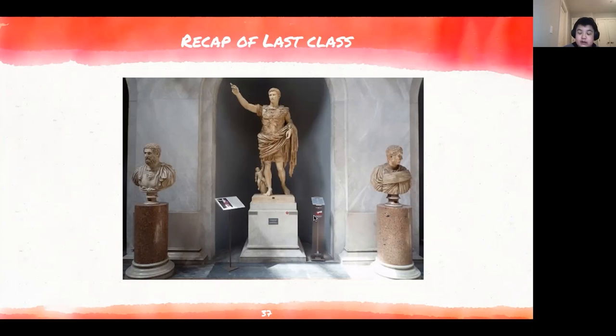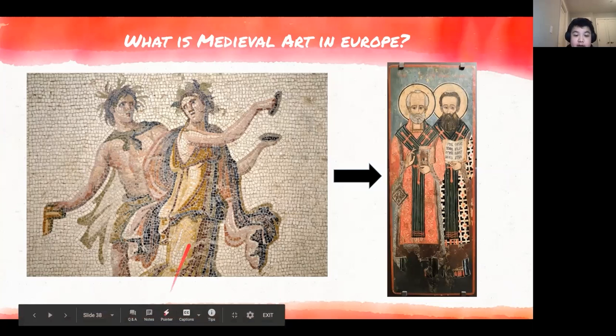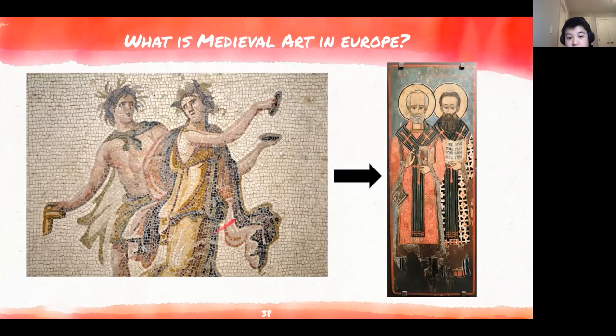Yeah. So this class, I'll be moving on now. This class, I would be talking about medieval art. So the medieval era started when the Roman Empire, which I talked about last class, sort of ended, where it kind of got destroyed. It was no longer one nation, and instead it turned into a lot. And we can see on the left here, this is a Roman painting, and on the right here is a Christian painting, a medieval painting.